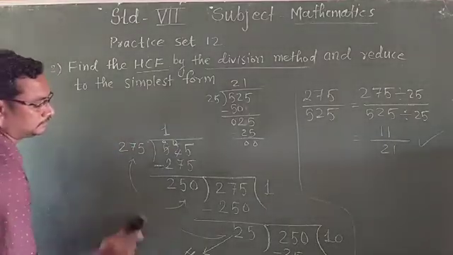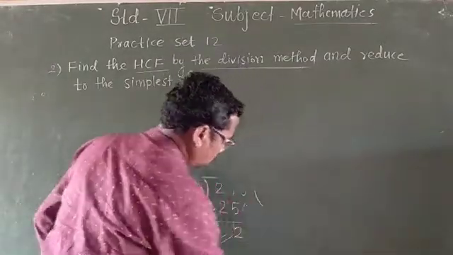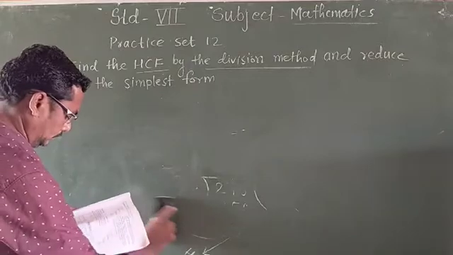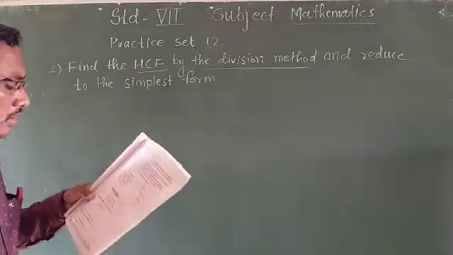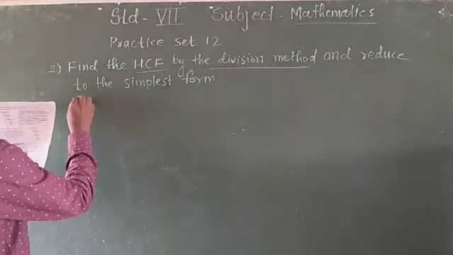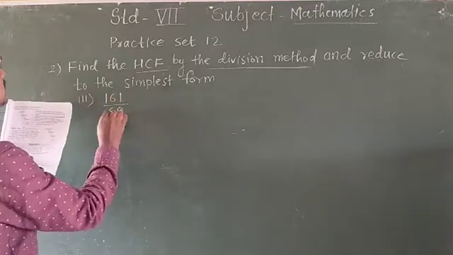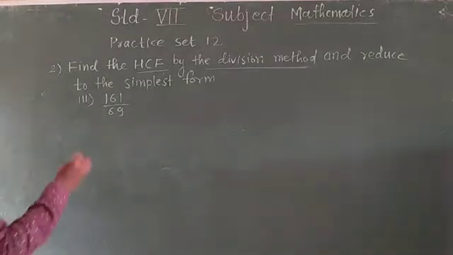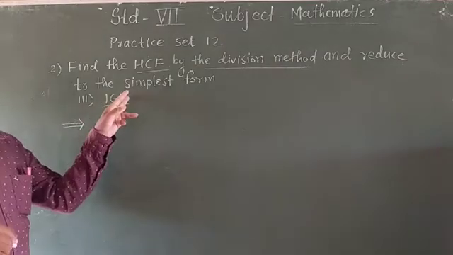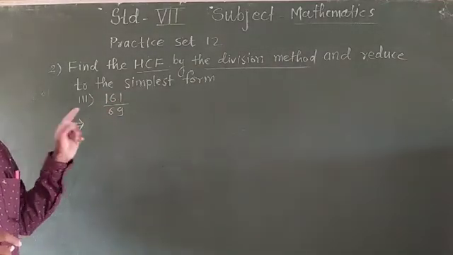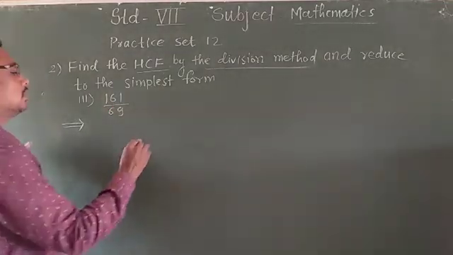Next problem. Question number third, 161 and 69. Okay, third one. 161 by 69. Okay. So by the same way, similar way, we have to solve. The bigger number is 161, the smaller number is 69. So we have to divide the bigger number by the smaller number. Okay.